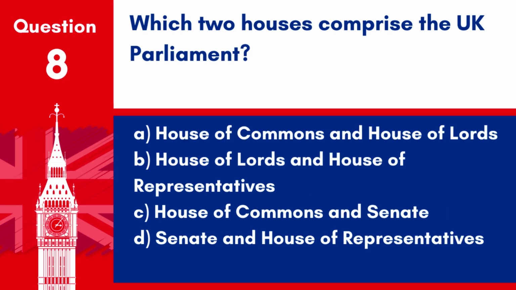Which two houses comprise the UK Parliament? A. House of Commons and House of Lords. B. House of Lords and House of Representatives. C. House of Commons and Senate. D. Senate and House of Representatives.